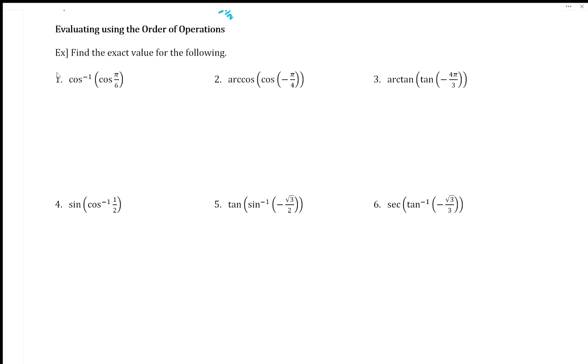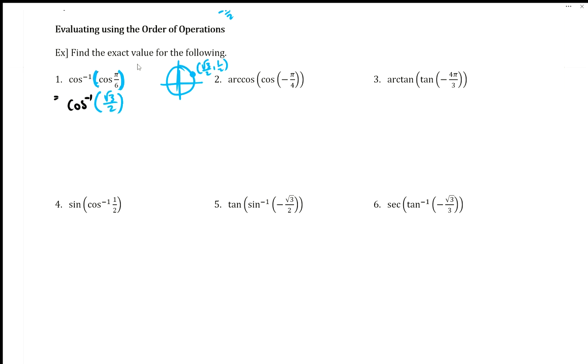In these first three, we have a regular trig function inside the parentheses. I'm going to mark those in blue. So we have cosine inverse of cosine of pi over 6. Cosine of pi over 6, we can draw our unit circle, a little small. That puts us close to the x-axis, and it gives us radical 3 over 2 and 1/2. So cosine of pi over 6 is radical 3 over 2.